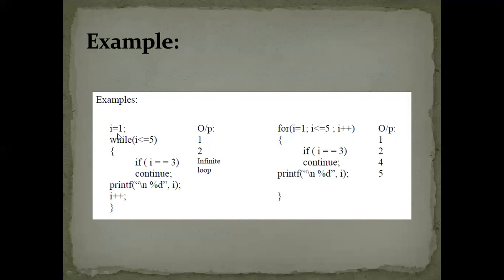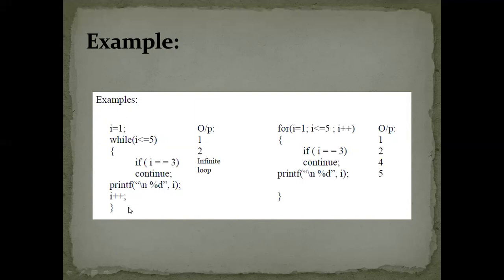Okay. I is initially assigned to 1. Is 1 less than or equal to 5? Yes. Control will enter into the loop. Is 1 equal to 3? No. If no, then it will print the value of i. Again, i value will be incremented by 1. Now i value becomes 2. Is 2 less than or equal to 5? Yes. Control enters into the loop. Is 2 equal to 3? No. If no, then it will execute the printf statement. So 2 I'm going to print.